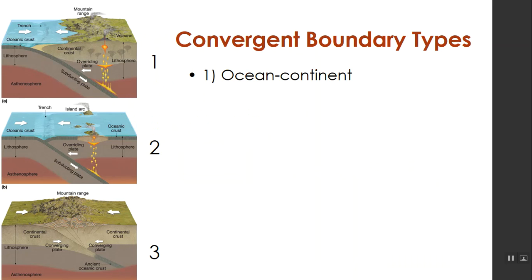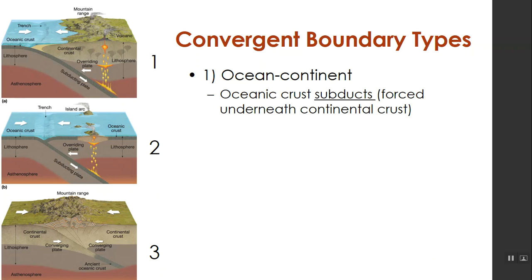The first one is when you have an ocean plate colliding with a continental plate. And so that ocean crust subducts. It is heavier, so it goes underneath that continental crust. And so here we can see that first type, you have an ocean continent boundary. So this ocean crust is going to go underneath, and it is going to subduct, and you're going to have some new magma being formed. Some of it is going to rise up and create volcanoes and mountain ranges.